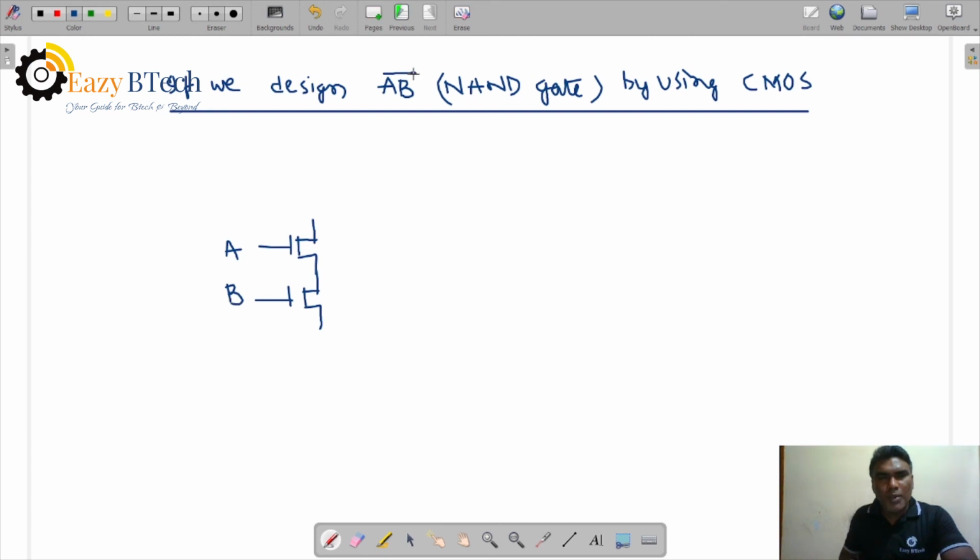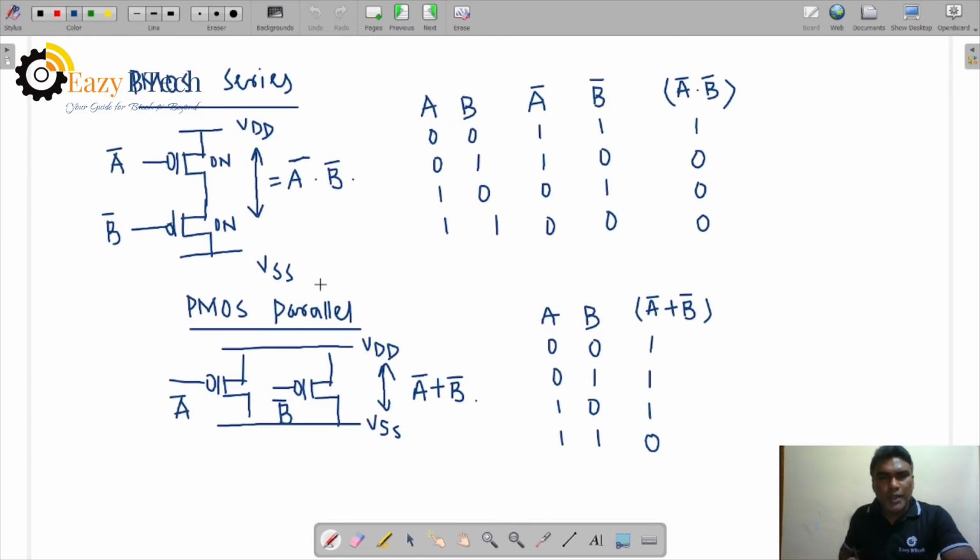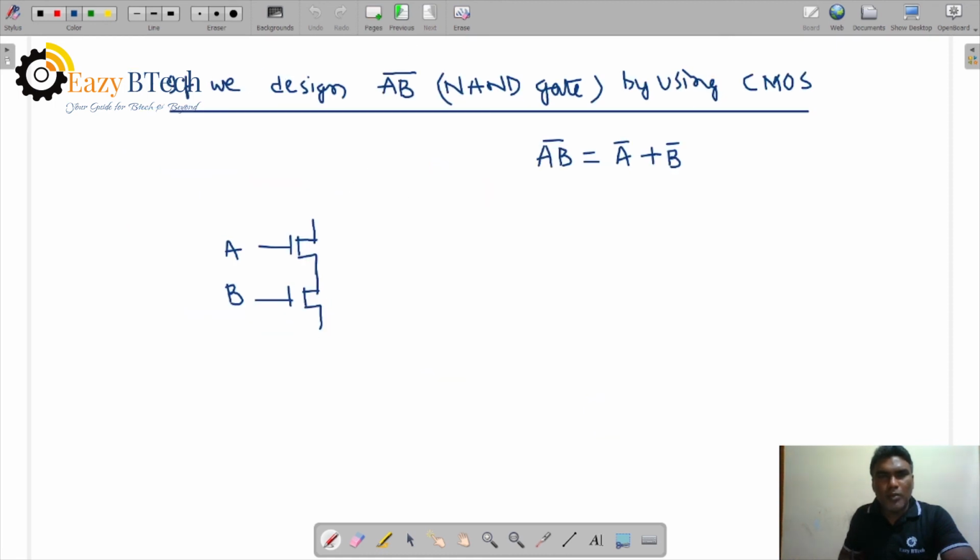And this complement is there. So we have De Morgan's law: AB complement is equal to A complement plus B complement. A complement plus B complement in PMOS. You see this one. So complement logic is parallel. So PMOS are parallel. So this is the designing of a NAND gate.